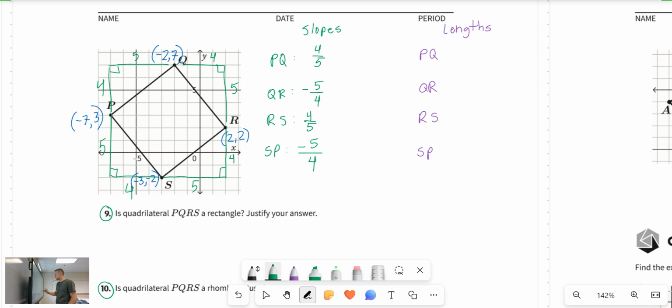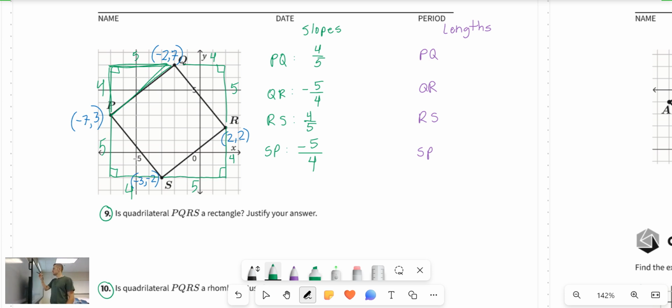So by doing this, we now have a bunch of triangles that all have one leg that's 5, one leg that's 4, and then some hypotenuse. Now we don't know what that hypotenuse is going to be, the longest side, but we could figure that out using the Pythagorean theorem. So for PQ, just looking at this triangle now, we know that the longest side is going to be 4 squared plus 5 squared.